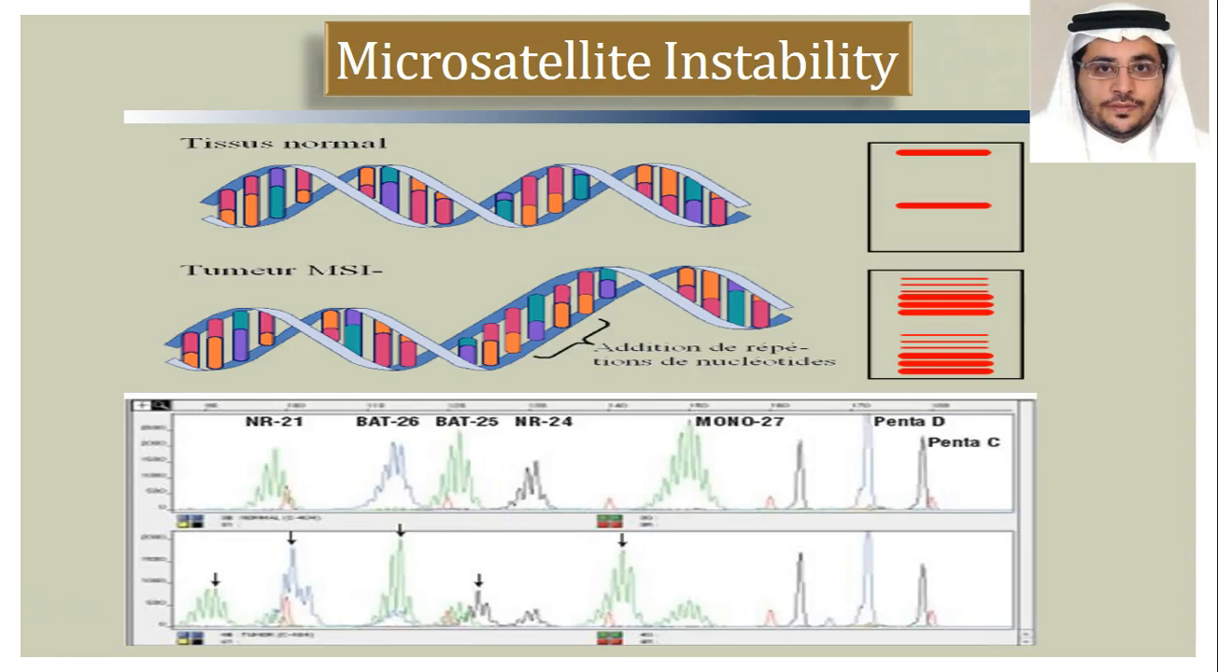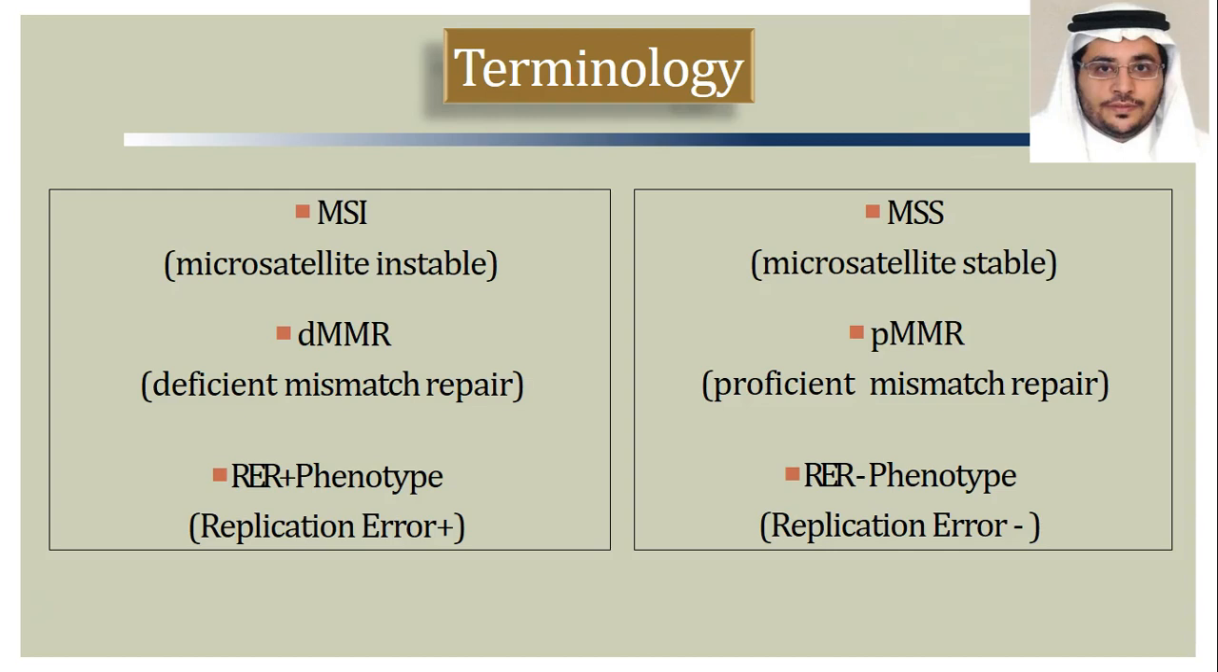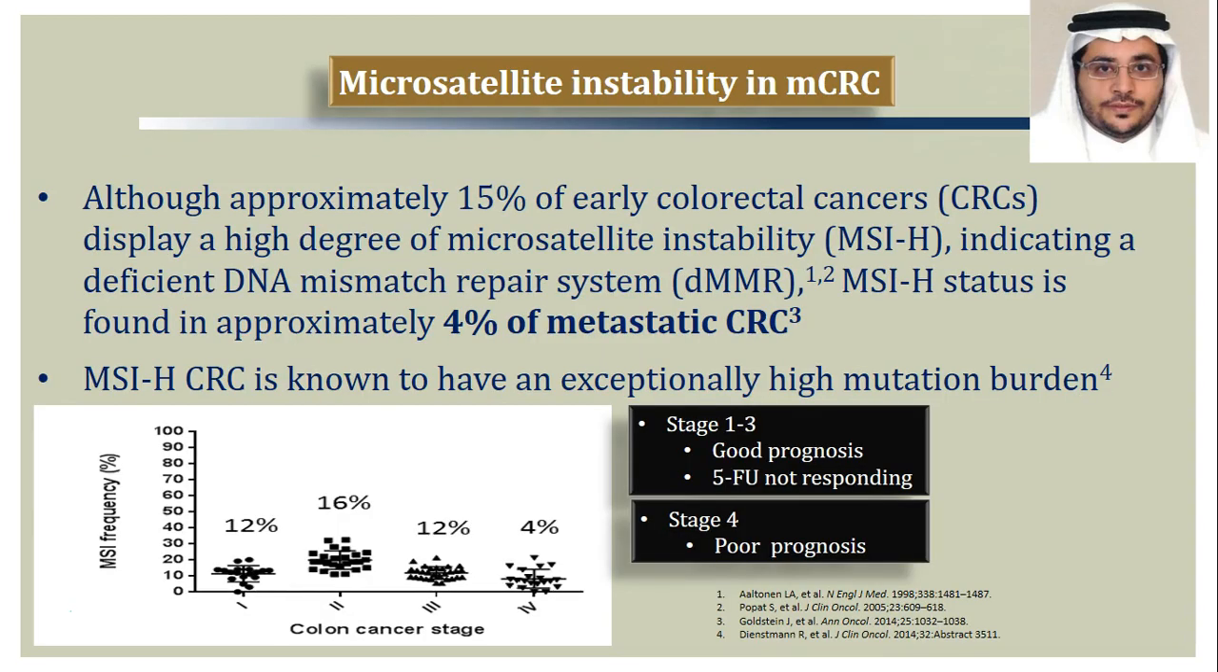Now, we know the idea of microsatellite stability and instability, and I'm not going to discuss it. There is a very important terminology: MSI is the same as deficiency in mismatch repair, and replication error positive. On the other side, microsatellite stable disease is the same as proficient mismatch repair, and replication error negative. You always find this in a lot of the literature. So it carries almost 15% of all patients with colorectal cancers.